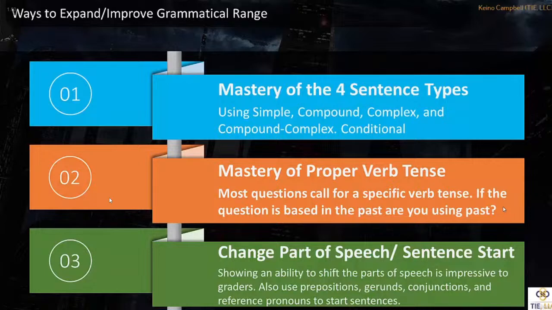Also, maybe be able to change how you start a sentence. Sometimes you might start a sentence with a prepositional phrase. Sometimes you might start with a gerund. Also show the ability to shift your parts of speech, change the part of speech. These are all different ways that you can improve your grammatical range. Now, there's one thing to understand theoretically what I'm talking about, and there's being able to actually do it under time pressure. That's why practicing under pressure, simulating the real exam, is so important.